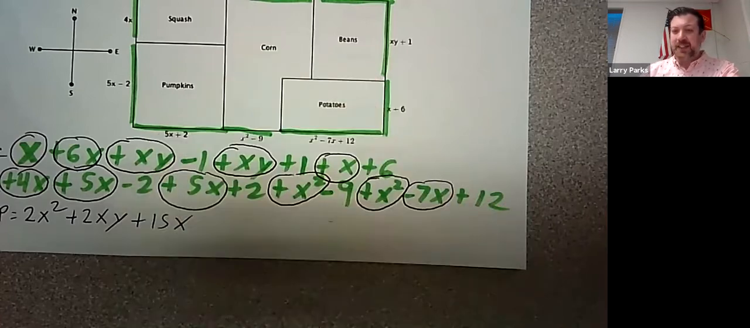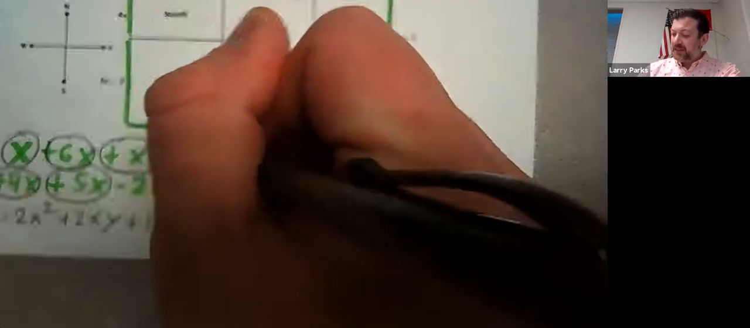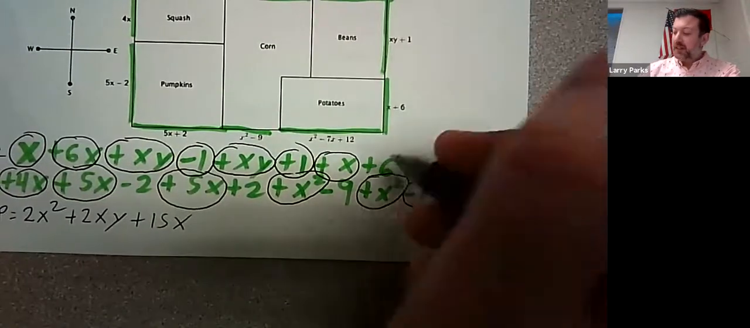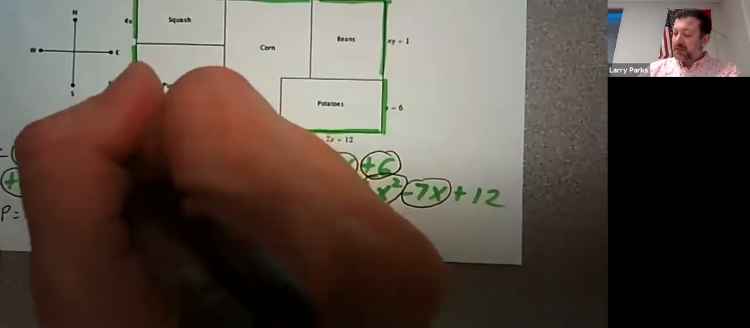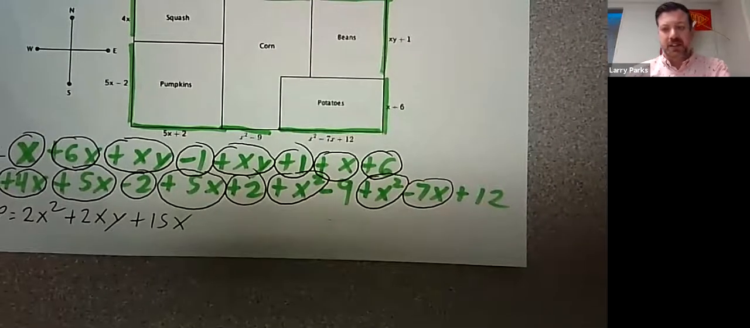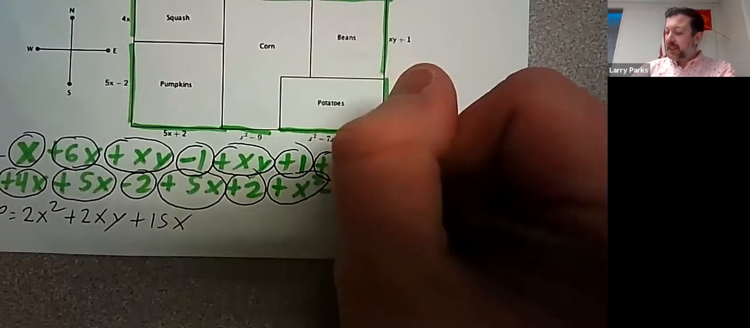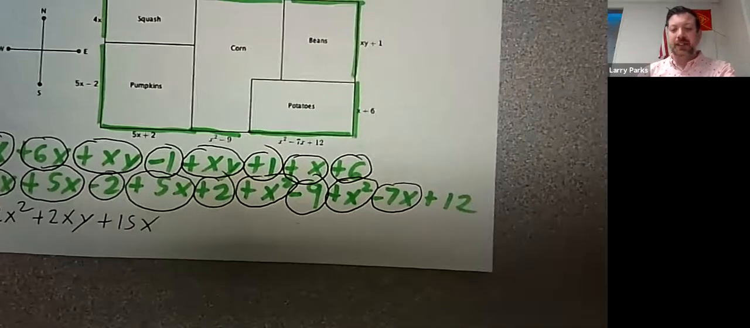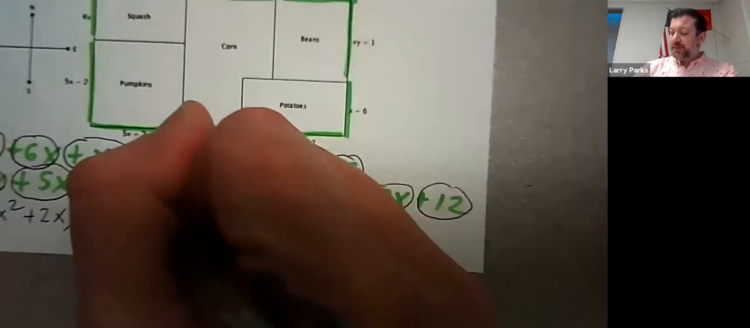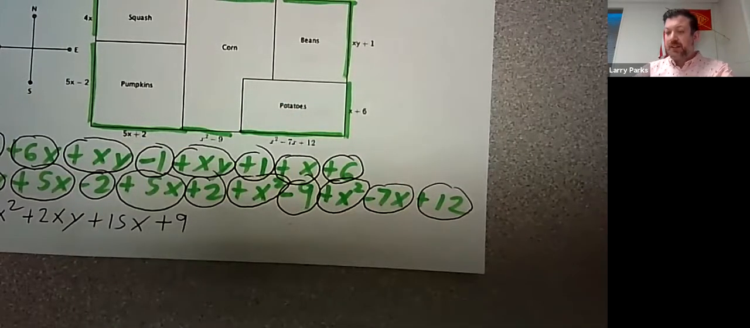Next, I have the constants. I have -1, plus 1. Those cancel. We're back at 0. And then I have 6 minus 2, which is 4. Add 2 more, that's 6. And then I'm going to take 6 minus 9, that's -3. And then add that to 12, and I get 9. So there's my perimeter.